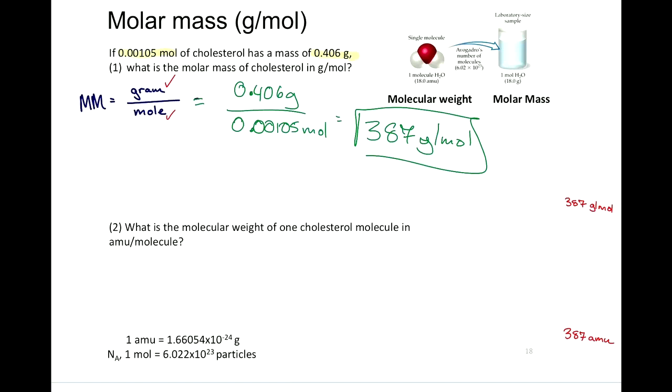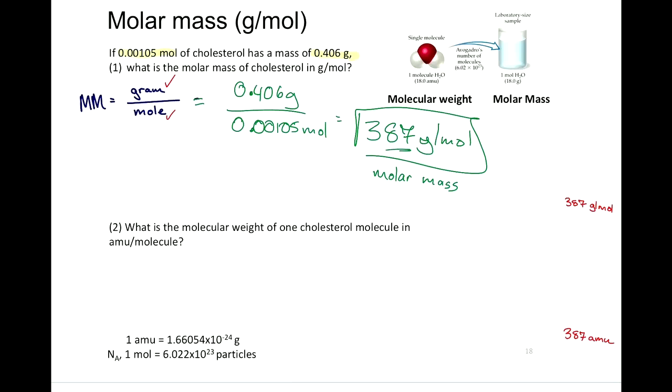So let's be clever with our units. This is the molar mass we just calculated. Molar mass is in the unit of grams per mole. So what is the molecular weight of just one cholesterol molecule? Can we just be clever with units here? What is it? It's also 387, but the unit now is AMU.